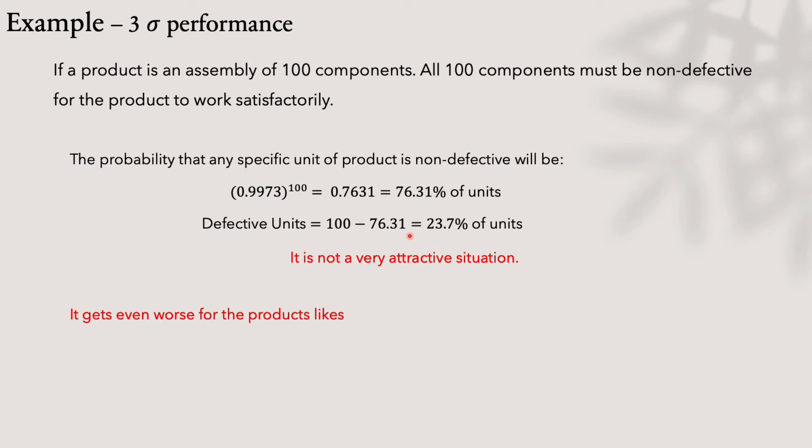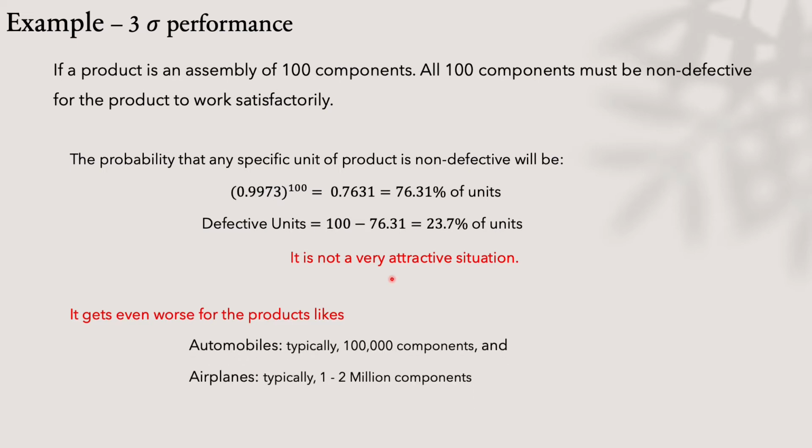gets worse very fast, because in bigger productions, like in the products which are composed of more than 100 components, like vehicles or automobiles and aeroplanes, there are a lot more components. Automobiles typically contain 100,000 components, and aeroplanes 1 to 2 million components. So you can easily see, by replacing this 100 by 100,000 and by 1 to 2 million components, how quickly it gets worse. So it is not an attractive situation for such productions, right?